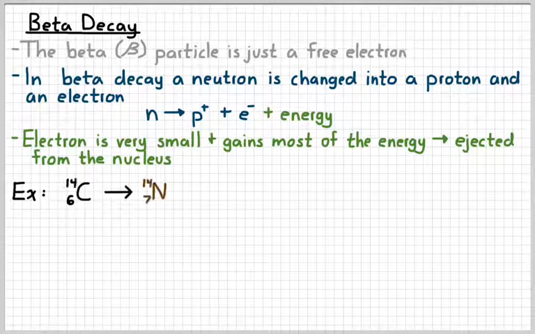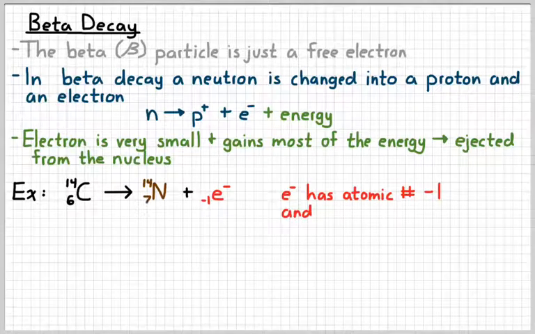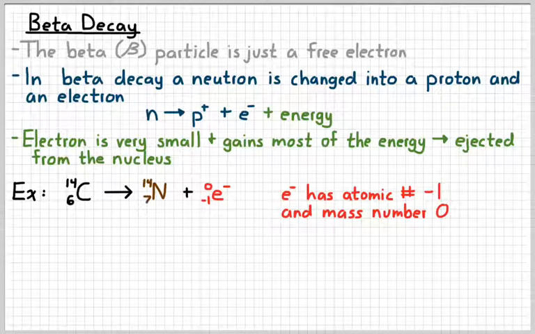So for example, carbon-14, which is radioactive, will decay into nitrogen and then emit an electron as a result. In order to make all the numbers work, we have to assign the electron an atomic number of -1. It's like the opposite of a proton, so we'd say it's got -1 protons, and then a mass number of 0. And that makes all the conservation laws work out.